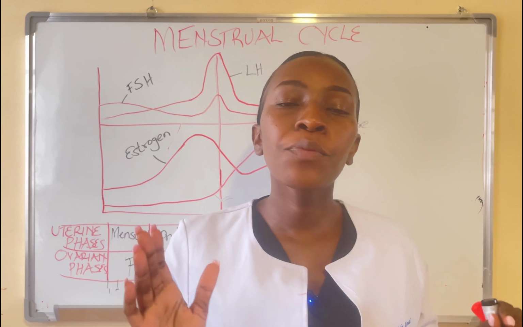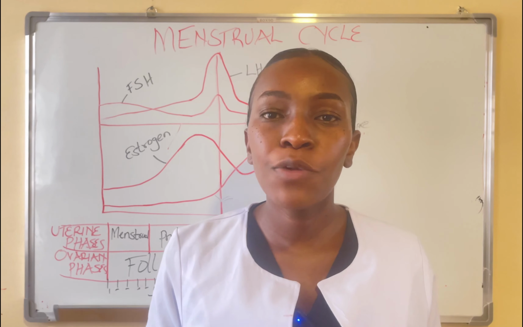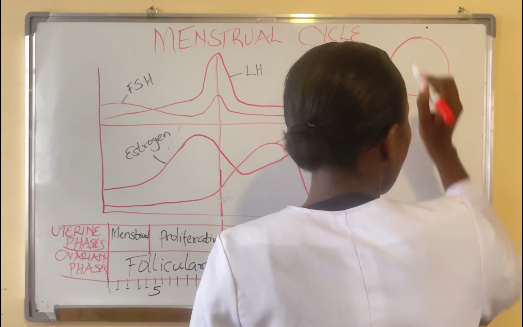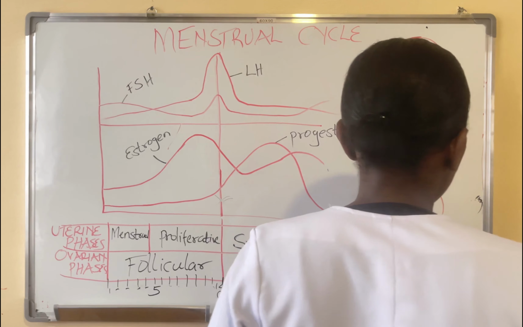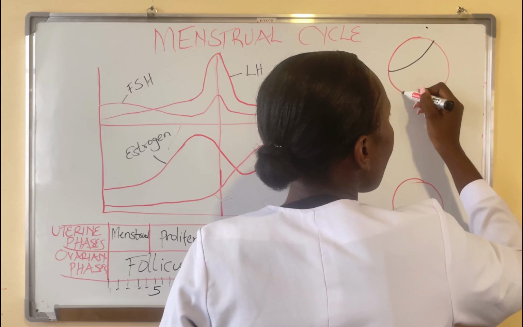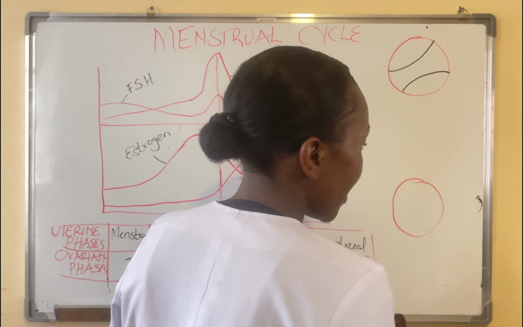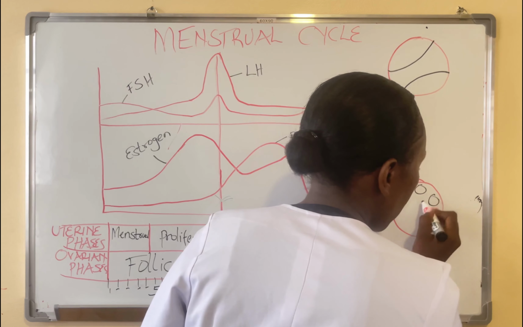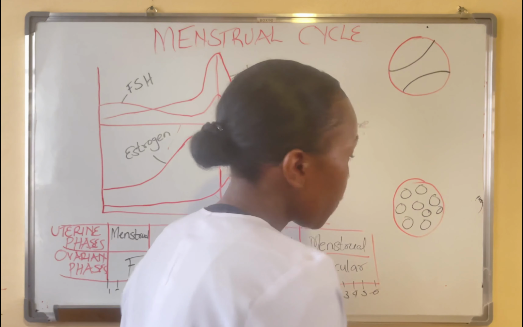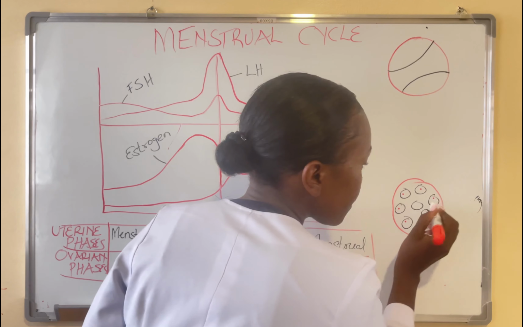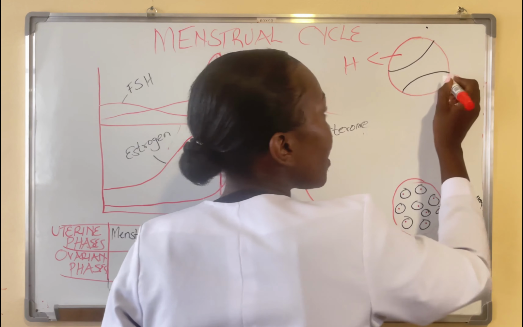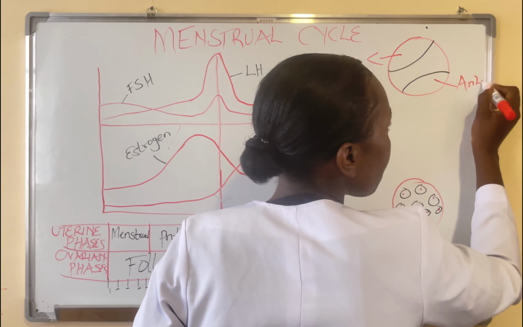We have two very important organs when it comes to the menstrual cycle. We have here the brain, and we have the ovary. The brain has the hypothalamus and the anterior pituitary gland, and the ovary has a lot of follicles like that. Each follicle has one egg. The brain here has the hypothalamus, and here we have the anterior pituitary.